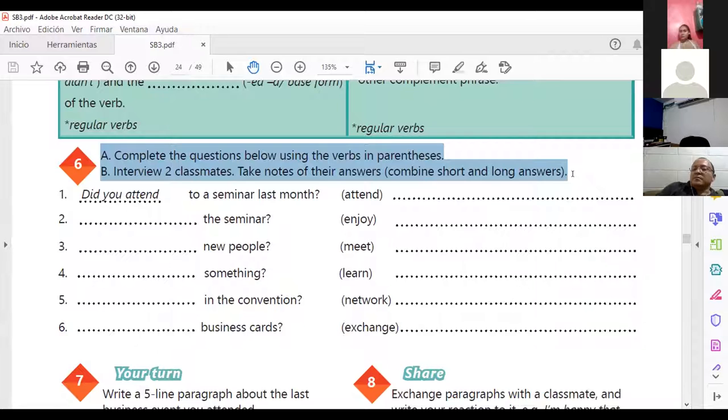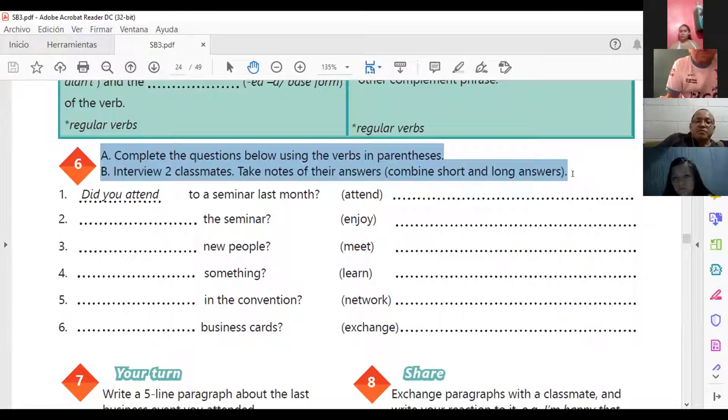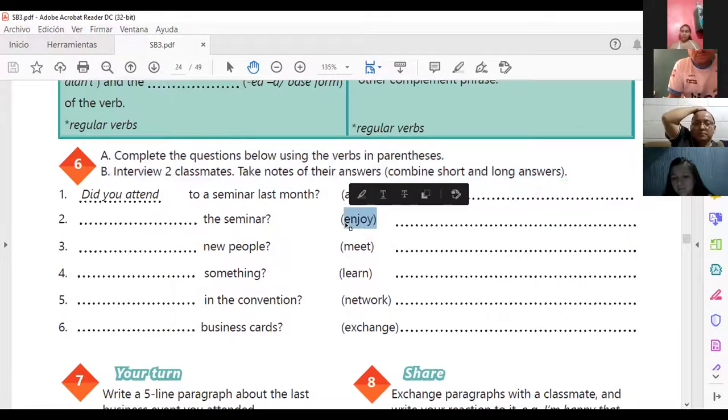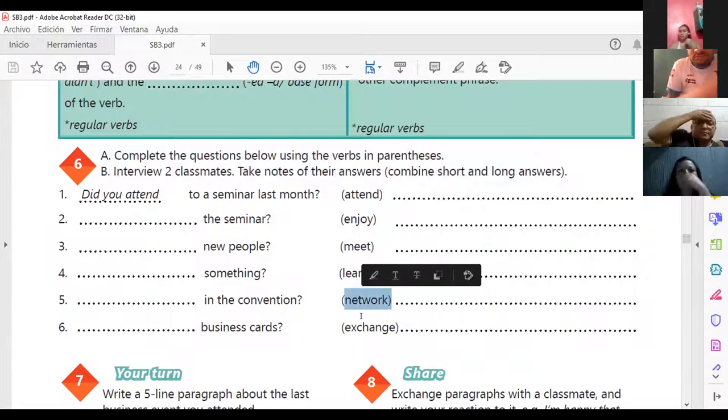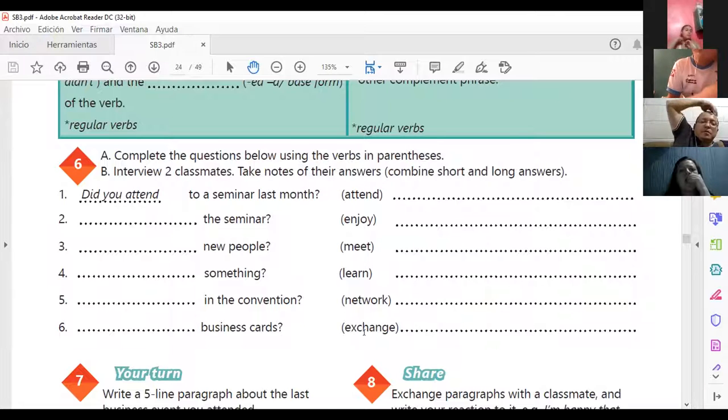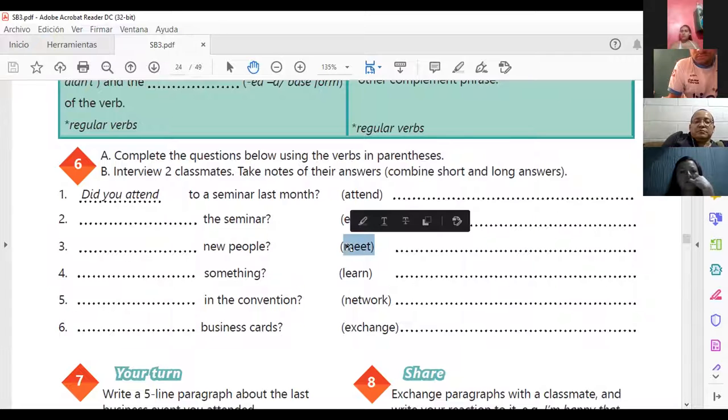But what are we going to do with this? Listen up. What really matters is that in here we've got the verbs. Acá tenemos los verbos, in parentheses. All of these verbs, okay, most of them are regular. De todos estos verbos, ¿cuál es el irregular que tenemos ahí? Which one is the irregular one? Meet, exactly. Meet is the only one that we got that is irregular.